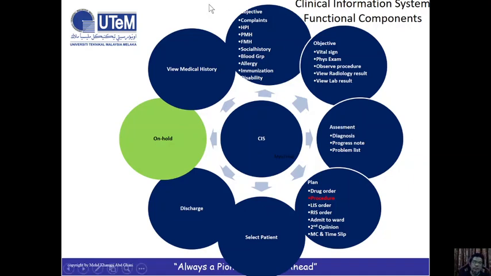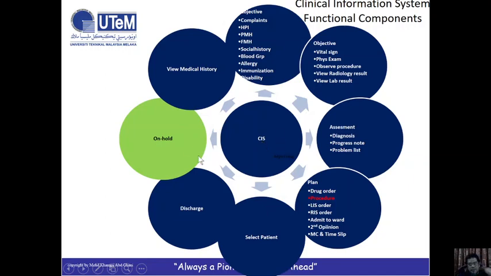So you need to decompose this module into pieces of sub-modules. Okay, these are the sub-modules: view medical history, hold the patient, discharge the patient, select patient, plug in the plan information, plug in the assessment information, plug in the objective information. These are all the data generated during the doctor patient consultation, or we call it the sub-modules of CIS.